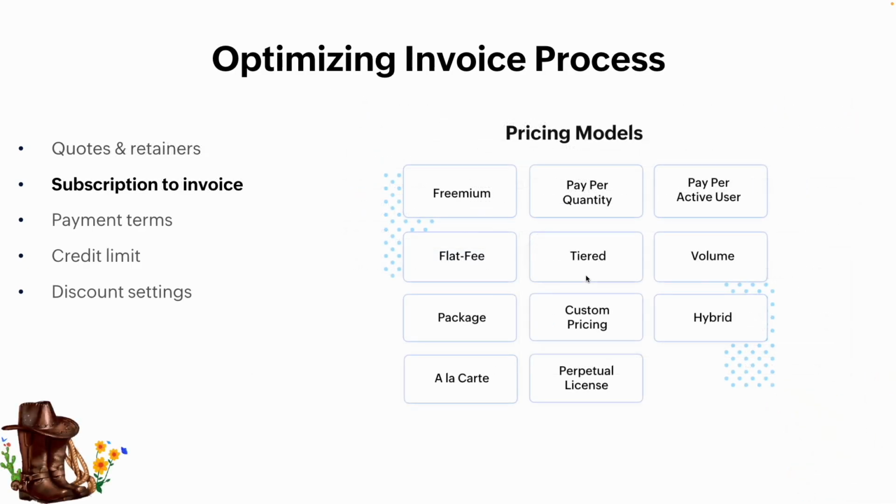The next thing is subscription invoices. As I mentioned earlier, Zoho Billing has subscription capabilities which enable you to create subscriptions from your website or through the admin portal. So if you want to create a subscription, you can create it in different pricing models. It can be freemium pricing, it can be pay per quantity. So you can set up different volume based pricing, tier pricing. It can also be a hybrid model where you can pick and choose different pricing models and implement that in Zoho Billing.